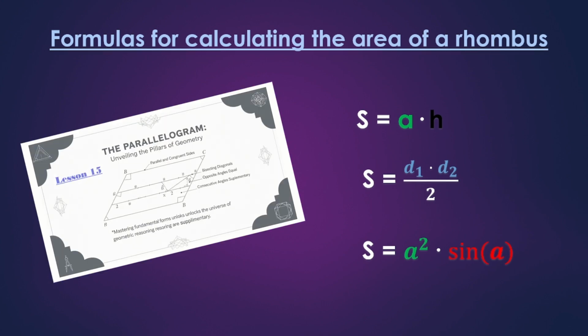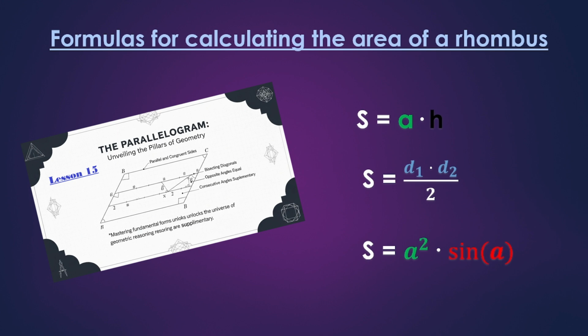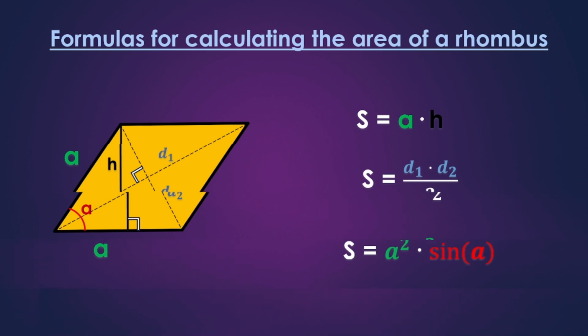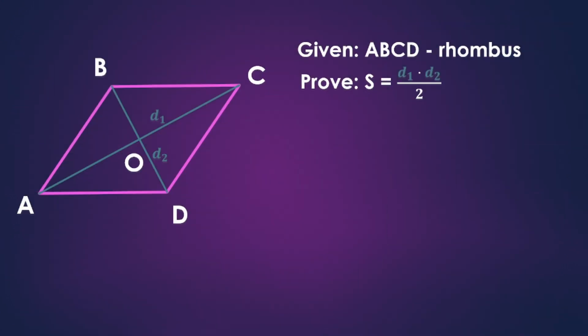I have already proved the first and third formulas in the previous lesson, so don't forget that a rhombus is a parallelogram, and I will now prove this second formula for finding the area of a rhombus by the diagonals. And so we are given a rhombus ABCD. We are asked to prove this formula. Where did it come from?